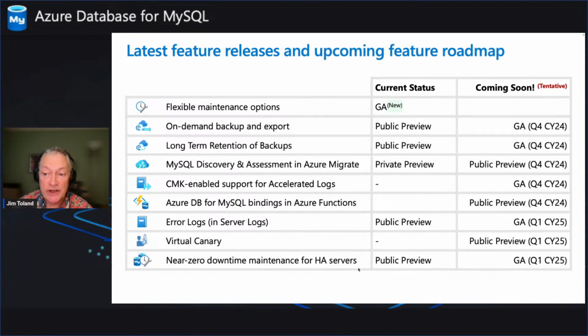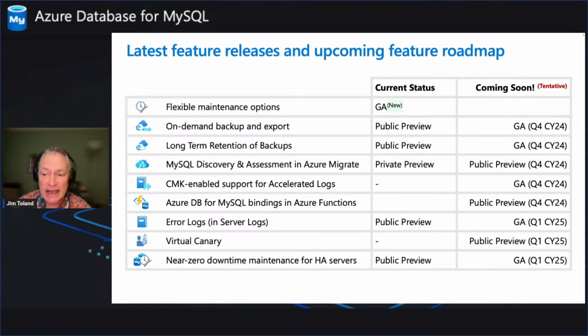And finally, we have near zero downtime maintenance for HA-enabled servers. This feature is designed to reduce maintenance downtime for HA-enabled servers, ensuring that in most cases, maintenance downtime is limited to between 40 and 60 seconds, which is pivotal for critical businesses that can't compromise on high quality and require minimal interruption to their database operations.